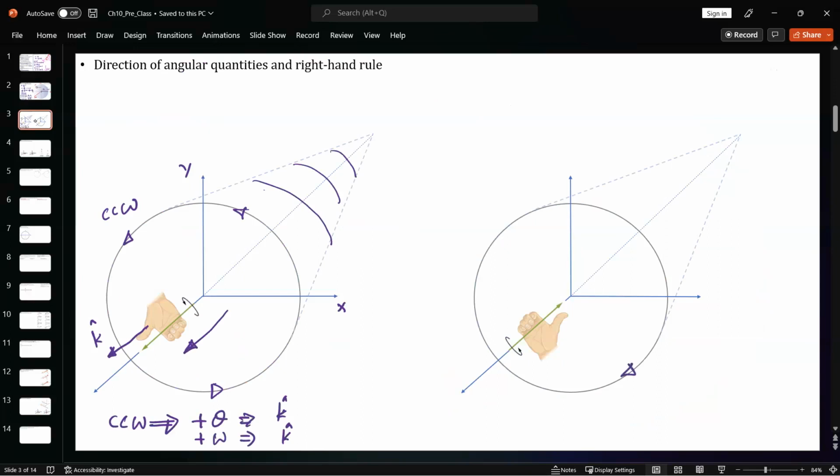Similarly, if you reverse the direction of rotation, now it is a clockwise rotation, with the z-axis coming out. If you apply the right hand rule, we can clearly see the thumb direction is inward, that is the negative k hat direction. Clockwise rotation means our theta is negative, meaning theta is in the negative k hat direction. Omega is also negative, which means the negative k hat direction. That's the idea, and we're going to look at a lot of other angular quantities in this chapter. All those angular quantities are going to behave the same way.